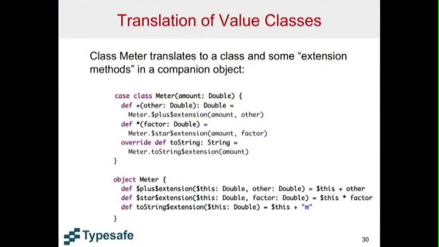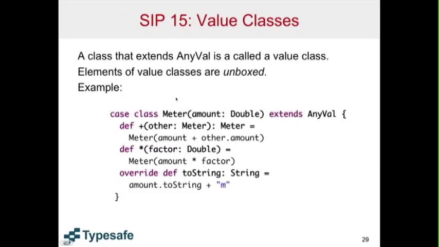So here's what this would translate to. Let me first go through the Meter class. Here I have, just for demonstration purposes, three methods. One was the plus method that takes 2 meters and gives you back a meter. The good thing about that is you can't, for instance, add a foot to a meter without a conversion. So you have essentially built-in protection against mixing up different physical dimensions or different measures here.